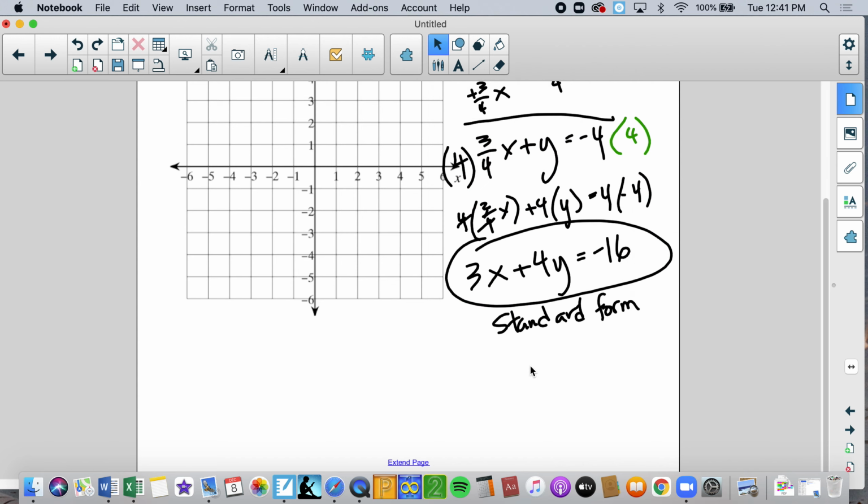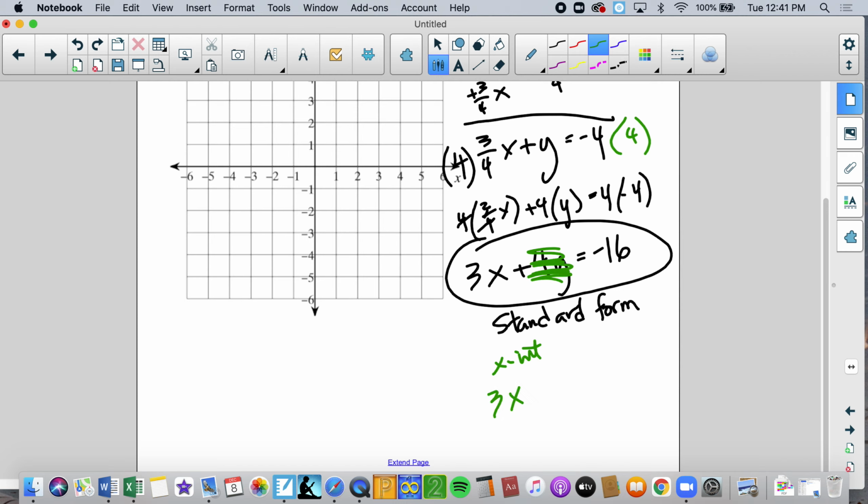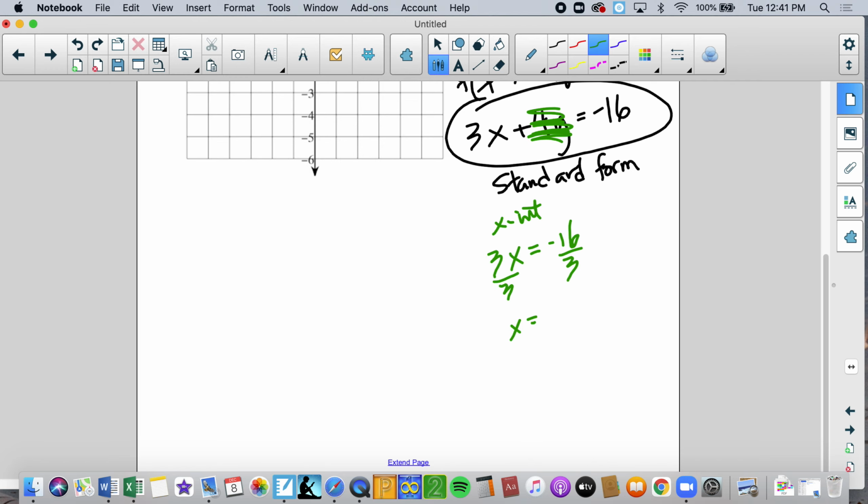So we can now find the x-intercept. We're going to scribble out the y. We get 3x equals negative 16. Divide by 3, divide by 3. And that gives us x equals negative 16/3, which equals negative 5 1/3. That would be my x-intercept.